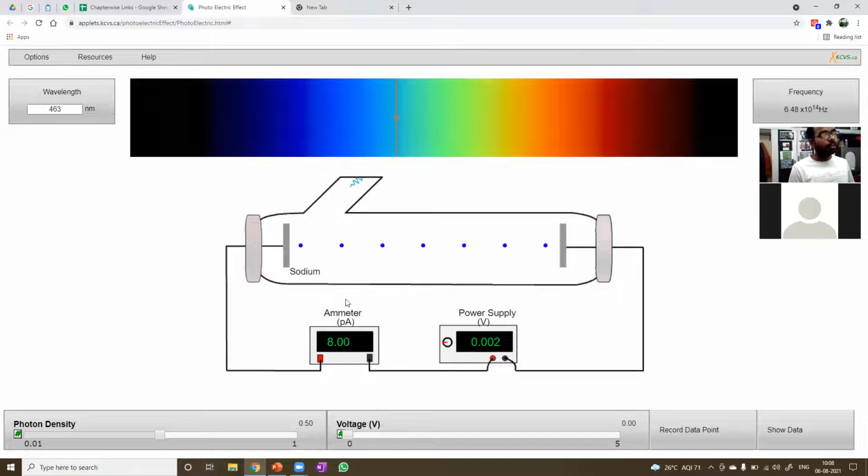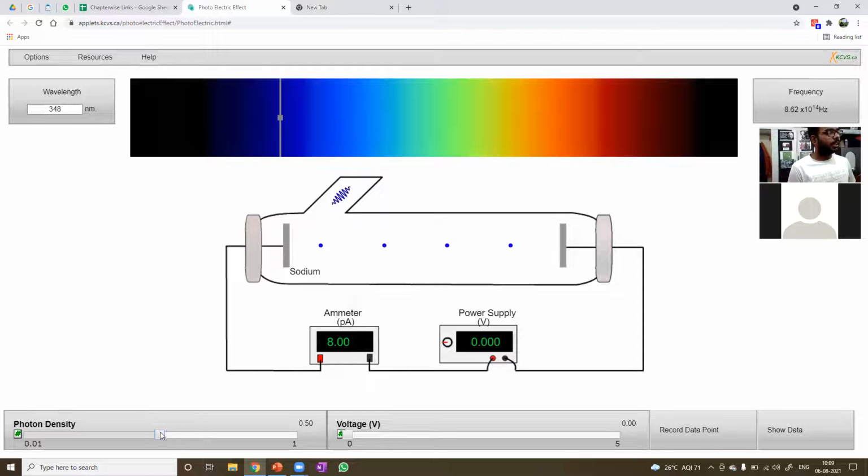That means photocurrent is increasing. So as you increase the frequency, photocurrent will increase. I'm sorry, photocurrent will not increase, but as you increase the frequency, electrons will move faster. But current depends on number of charges moving per unit time. Number of charges depends on intensity. If you increase the intensity, photocurrent will increase.